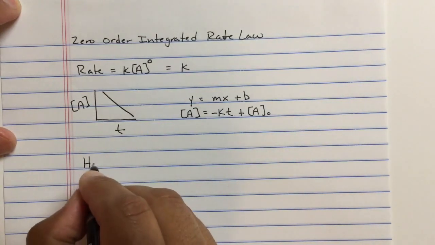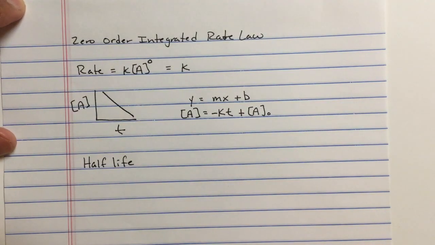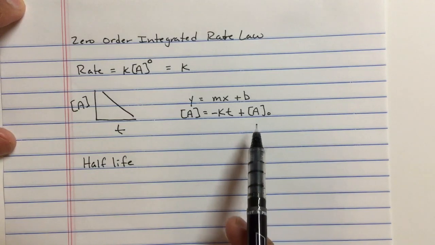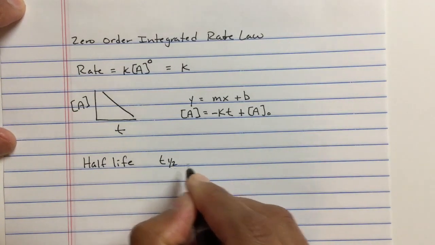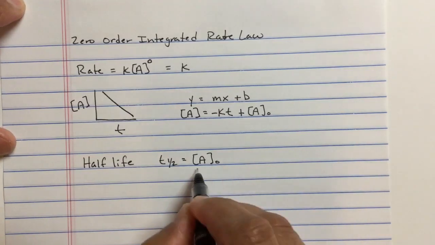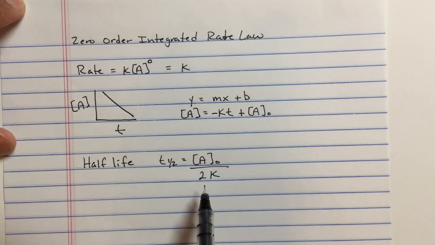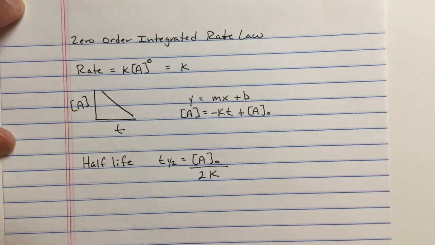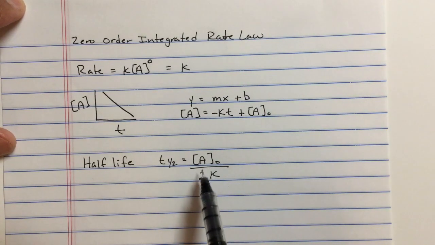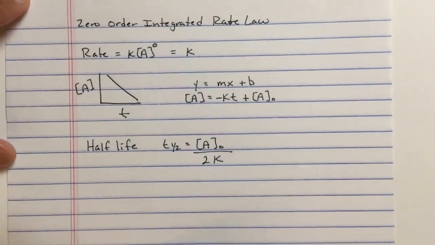The half-life. The half-life, by definition, is the time required for the initial concentration to be cut in half. And we'll call this t 1/2. Now, this equation is always given to you: initial concentration over 2k, where k is the rate constant. So in other words, how long does it take for the reaction to be cut in half? Plug in your initial concentration divided by 2 divided by the rate constant, and that's how long it will take.